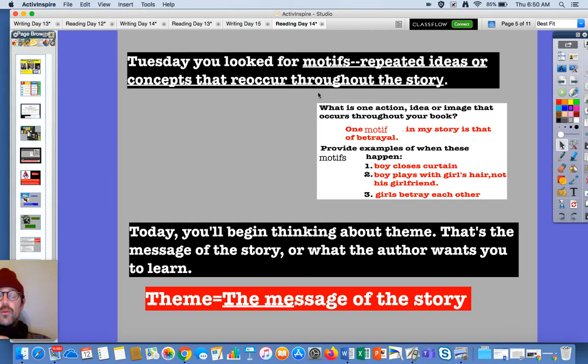We talked about motifs. So motifs are ideas or images, problems that reoccur throughout the story. And in that Taylor Swift video, we found one that was betrayal. The boy betrays her by closing the curtain at the beginning. The boy plays with the girl's hair and then gets into the car with the other girl. And one that I added that we didn't talk about is that the girls betray each other's trust sort of at the end too. The boy goes to the dance with the brown-haired girl, but he leaves with the blonde-haired girl. So there's kind of a betrayal of the girl code. Girl code, I don't really know what that is, but I'm just going to say that.